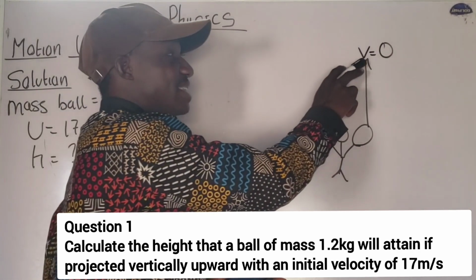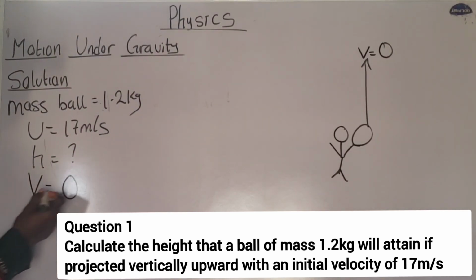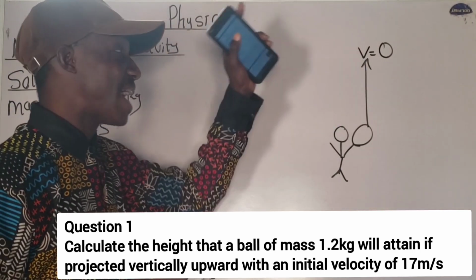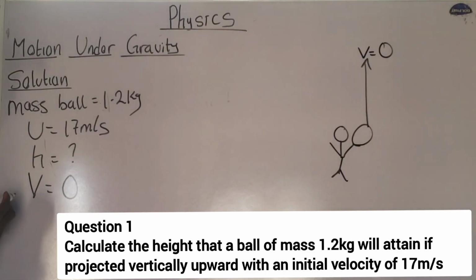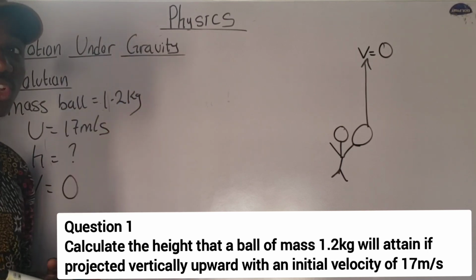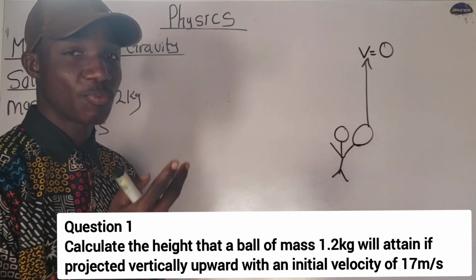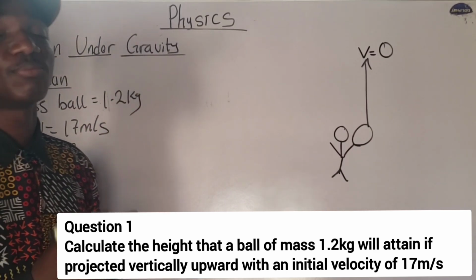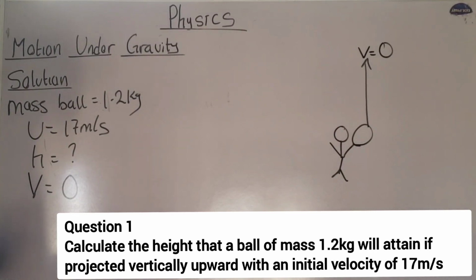The velocity at the height here is 0. So the final velocity at the peak, at the highest point, is 0. Having known that the final velocity is 0, I gave you two conditions for equations of motion under gravity. If we have an object traveling upward, the body is moving against gravity. Because the body is moving against gravity, the value of acceleration due to gravity will be negative.